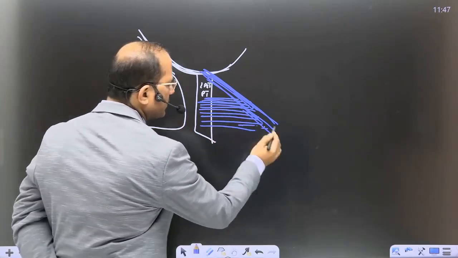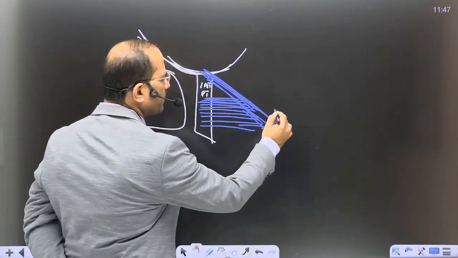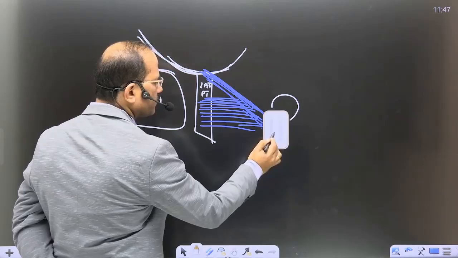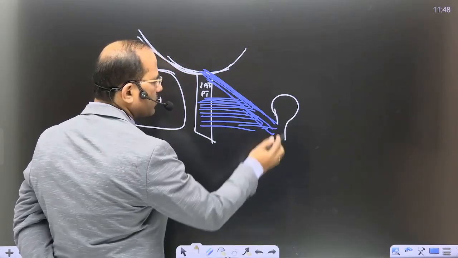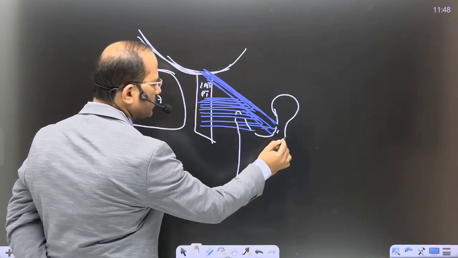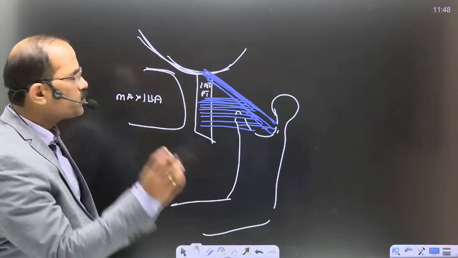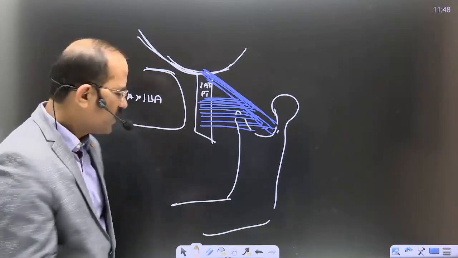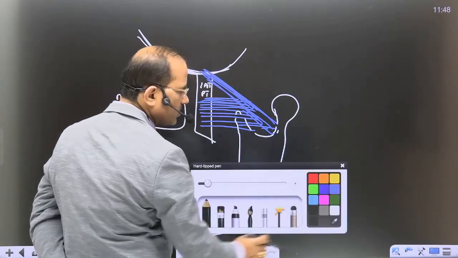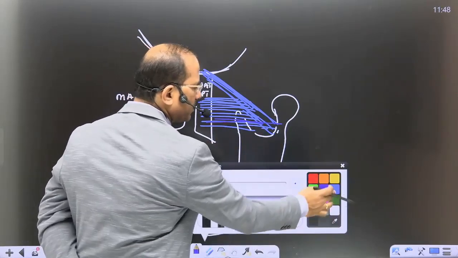Now, where is this muscle inserted? That's the condyloid process, that's the neck of the mandible. That's the coronoid process, that's the ramus of the mandible. That's the angle of the mandible, right? So where is the insertion of lateral pterygoid? The insertion of lateral pterygoid is into the neck of the mandible.